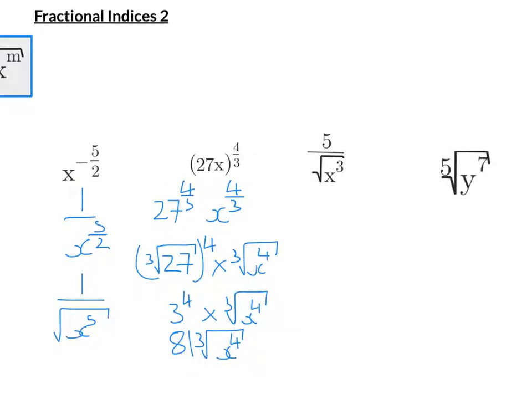Okay, last couple examples here. 5 over the square root of x cubed. So the square root of x cubed, well, if you remember there's like an imaginary 2 there. So this is going to be 5 over x to the 3 over 2. And to get that off the bottom, we make it a negative power. This is 5x to the negative 3 over 2.